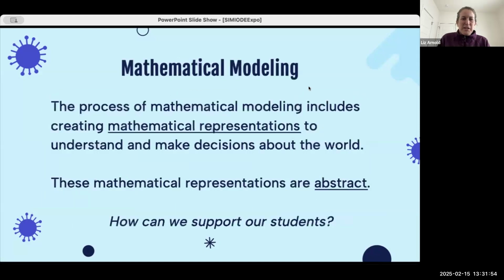Just in a nutshell, the process of mathematical modeling includes creating these mathematical representations that we as modelers use to understand and make decisions about the world. But these mathematical representations are very abstract. There are a lot of variables, parameters, and different types of equations, which makes it really challenging for our students to fully conceptually understand all the different components of these models. So something my team and I have been really thinking a lot about is how we can help support our undergraduate students and our K-12 students in really understanding everything that goes into the mathematical representation of their model.